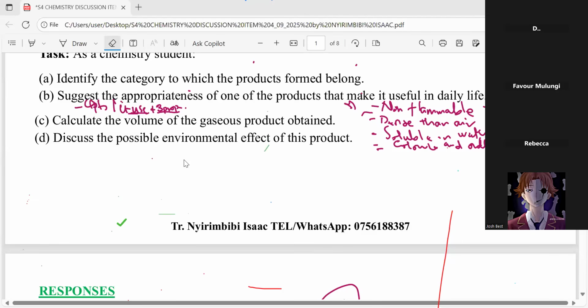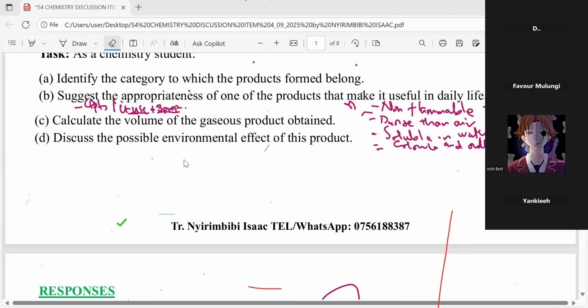Okay, what about Yaki? Yaki unmute and you also try. You unmute, then you mute, and then Yaki tries here. Yaki? Yaki? Yankee, I don't know whether it's Yankee or Yanki. You unmute, please. Okay, let's have Favor Mulungi unmute.